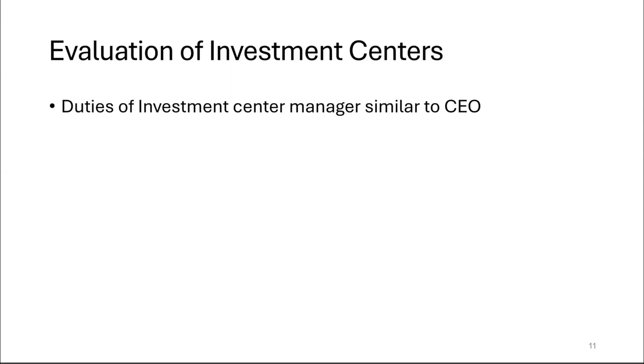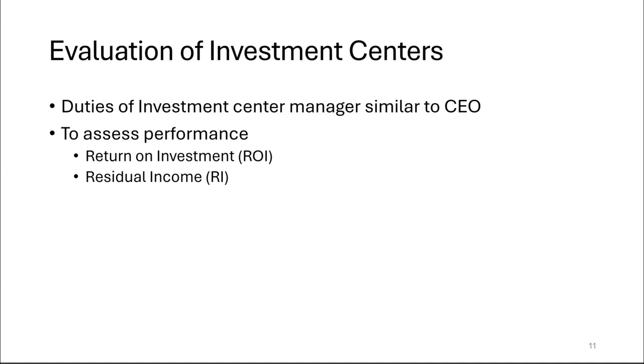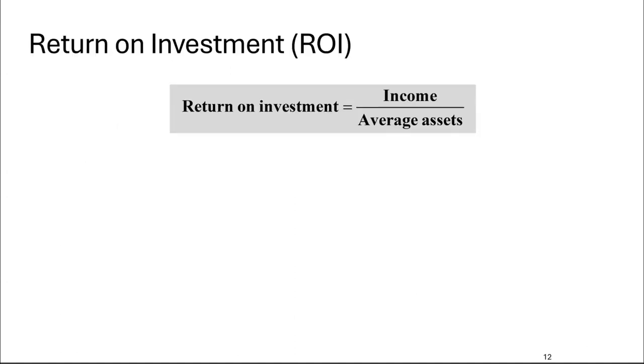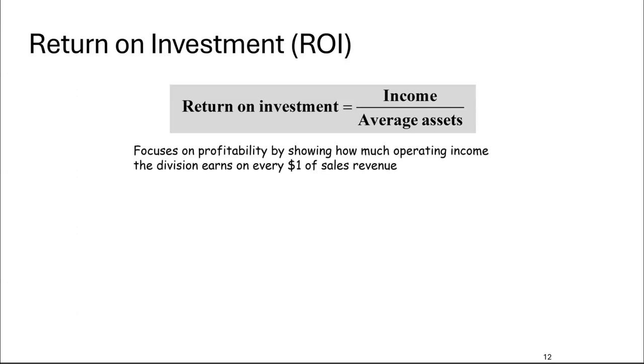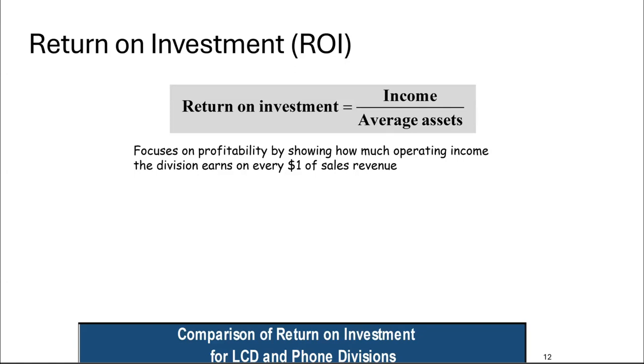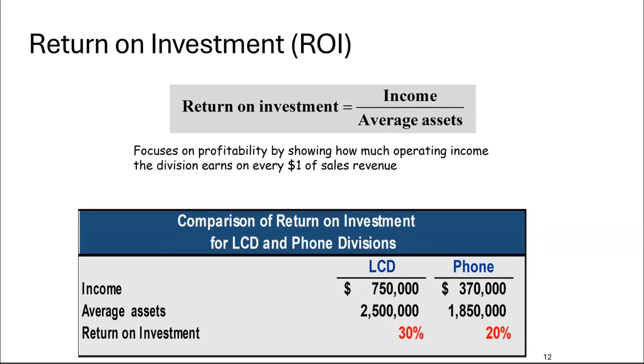Now, evaluation of investment centers. Duties of the investment center manager, similar to the CEO, is to assess performance. Now, they can use that with ROI, or residual income. ROI is income divided by average assets. It focuses on the profitability by showing how much operating income the division earns on every dollar of sales revenue. For example, if you were to look at these 2, you can see that LCD gets 30% and the phone gets only 20%. So you might want to use that as an assessment of if you want to get rid of a division.